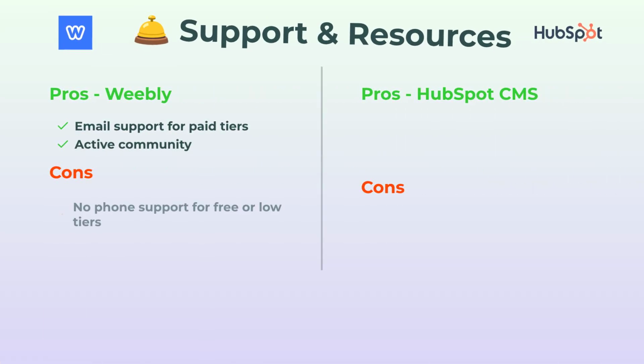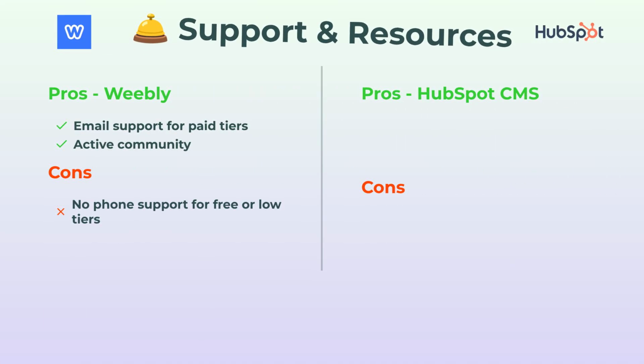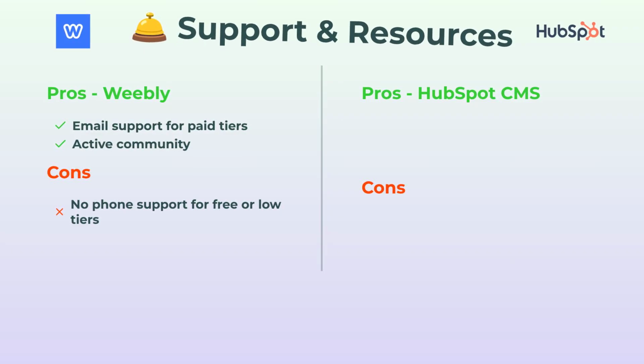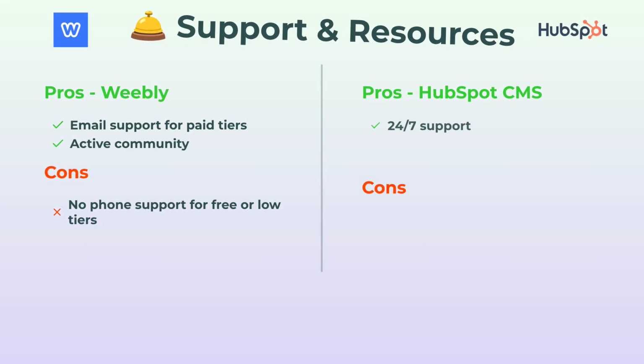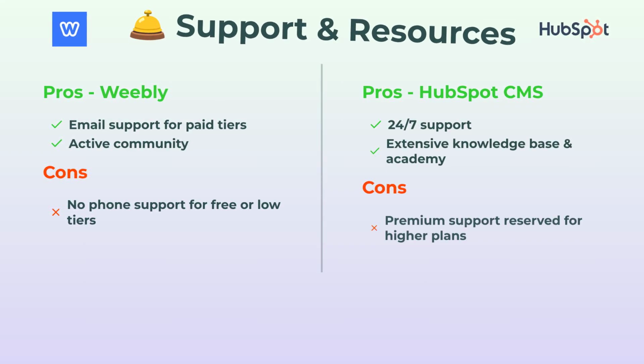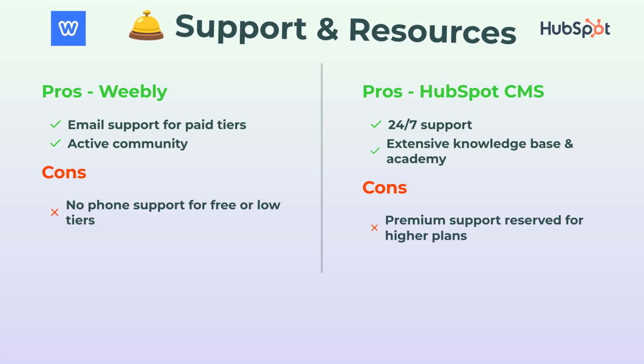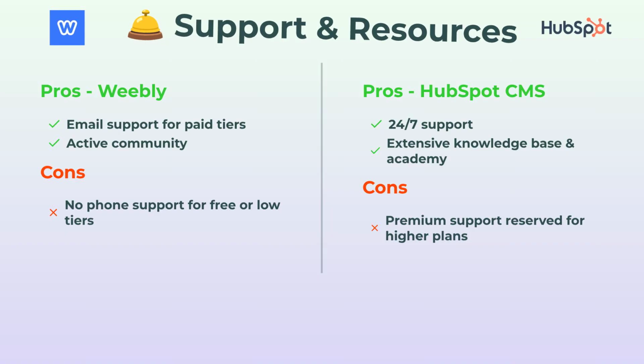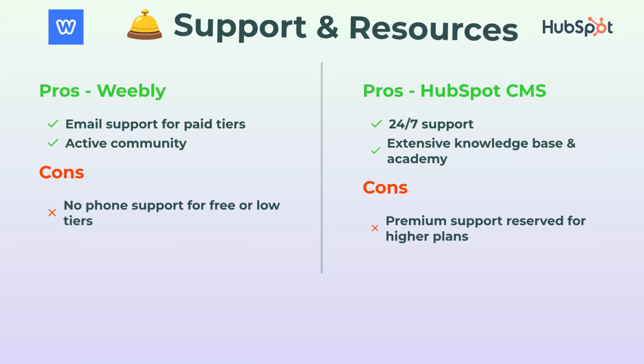Weebly gives you email support on paid tiers, and actually, their community is pretty active, which is nice. Lower tiers do miss out on phone support though. But okay, HubSpot CMS brings out the big guns, 24/7 support, a massive knowledge base, and their academy, which is genuinely super helpful. You do get even more hand-holding on higher plans, but overall, HubSpot is just really tough to match here.